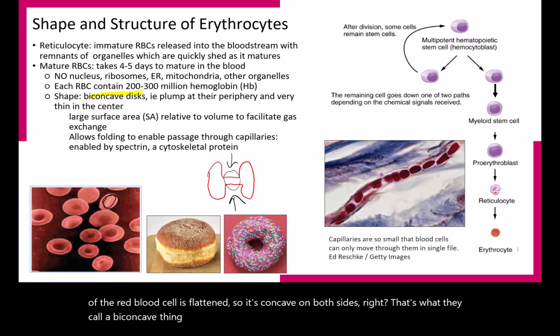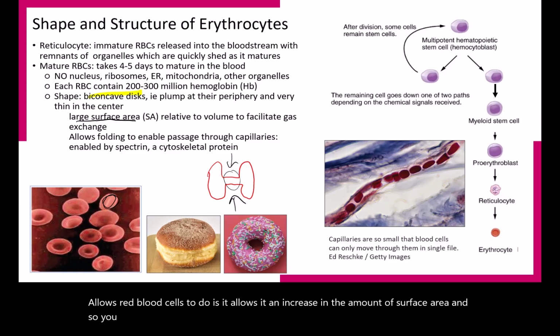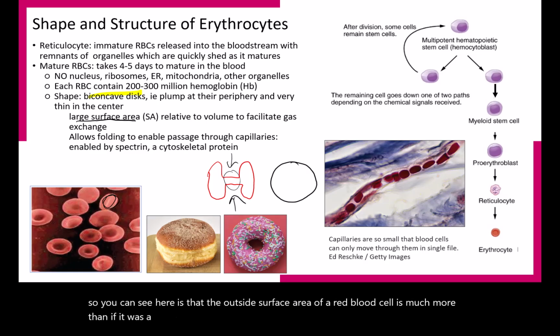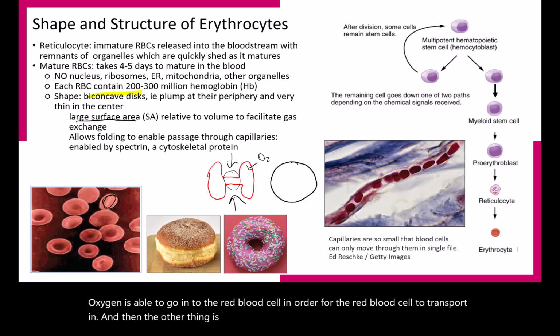And what this shape allows red blood cells to do is it allows an increase in the amount of surface area. And so you can see here that the outside surface area of a red blood cell is much more than if it was a sphere. And what that means is that oxygen is able to go into the red blood cell in order for the red blood cell to transport it. And then the other thing is that it allows the red blood cell to fold in order for it to be transported through the capillaries.